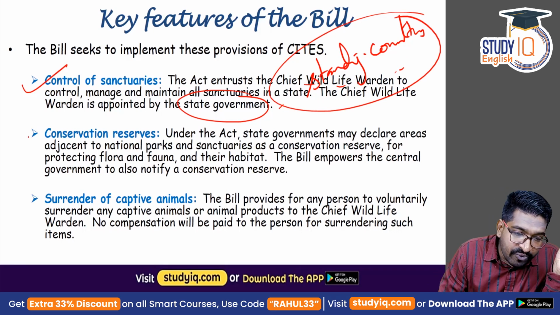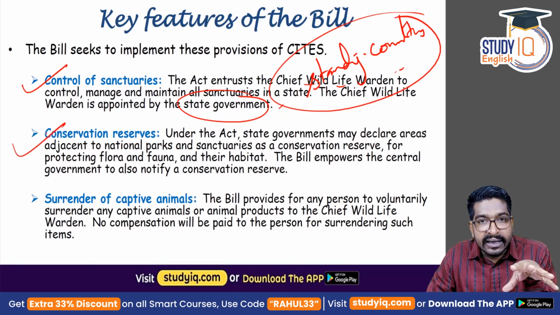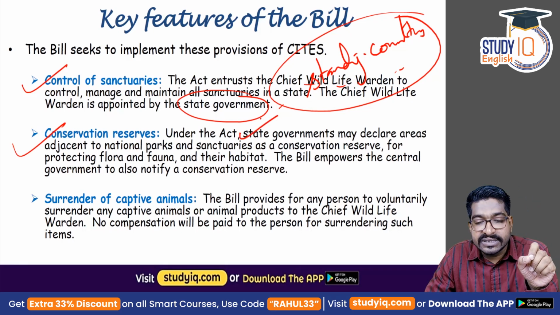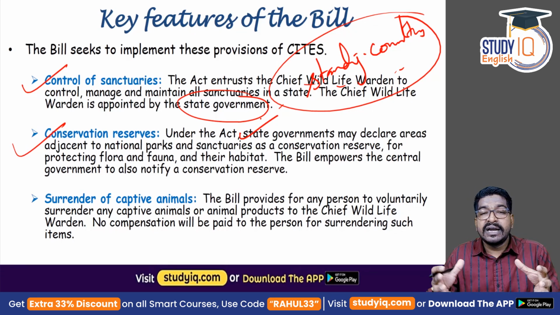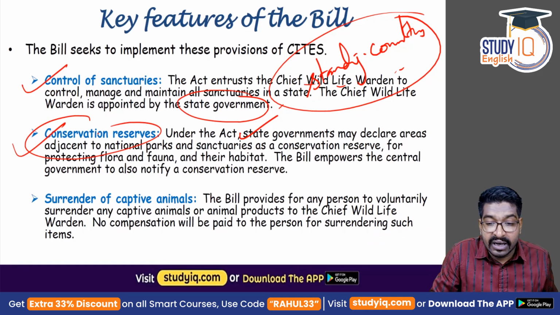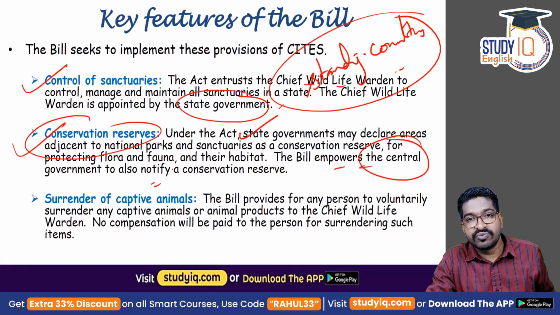Apart from this, another provision is there regarding the conservation reserves. As of now, under the Wildlife Protection Act, conservation reserves can be declared only by the state governments. The areas which are adjacent to the national parks and the wildlife sanctuaries, they can be declared as conservation reserves. It can be done by state government. Now, the bill empowers even the central government to notify conservation reserves.